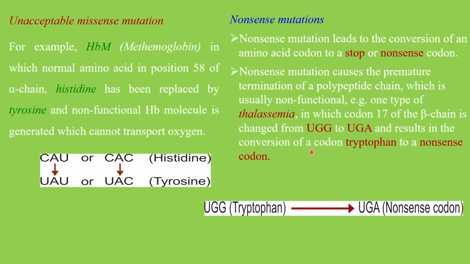Then nonsense mutation leads to the conversion of an amino acid codon to a stop or nonsense codon. You can see here in this example the UGG that is coding for tryptophan is now changed to UGA. So that is a nonsense codon. Nonsense mutations cause the premature termination of the polypeptide chain. We can take the example of thalassemia, in which codon 17 of the beta chain is changed from UGG to UGA and results in conversion of the tryptophan codon to a nonsense codon. So there is premature termination of the polypeptide chain.